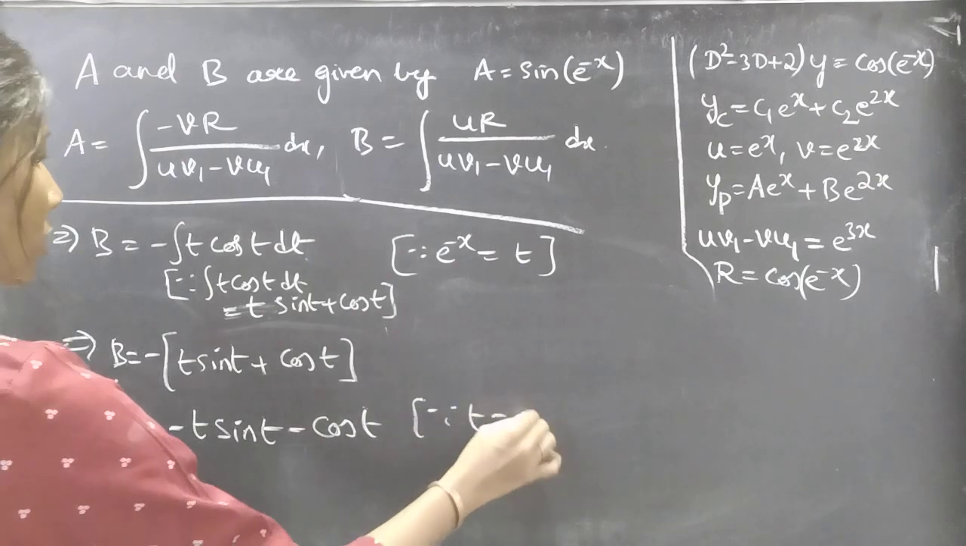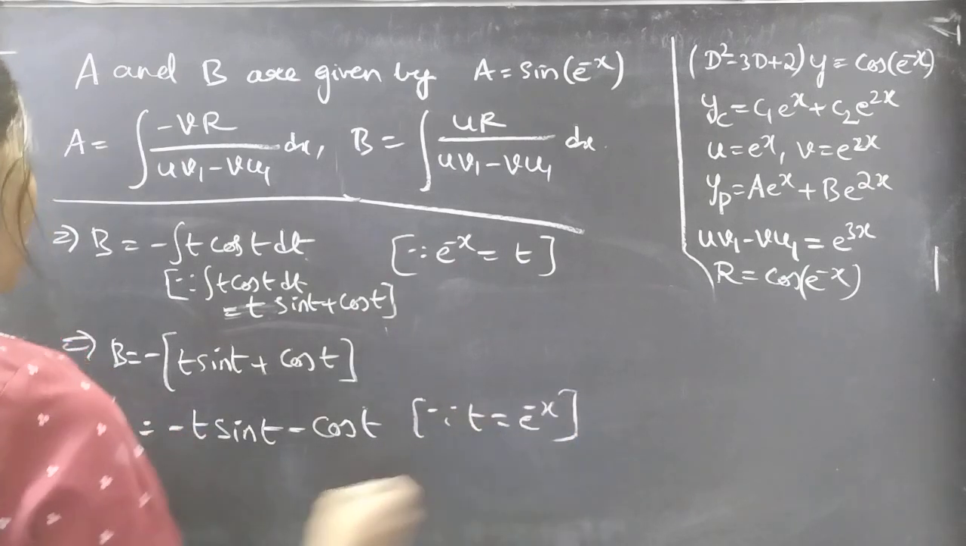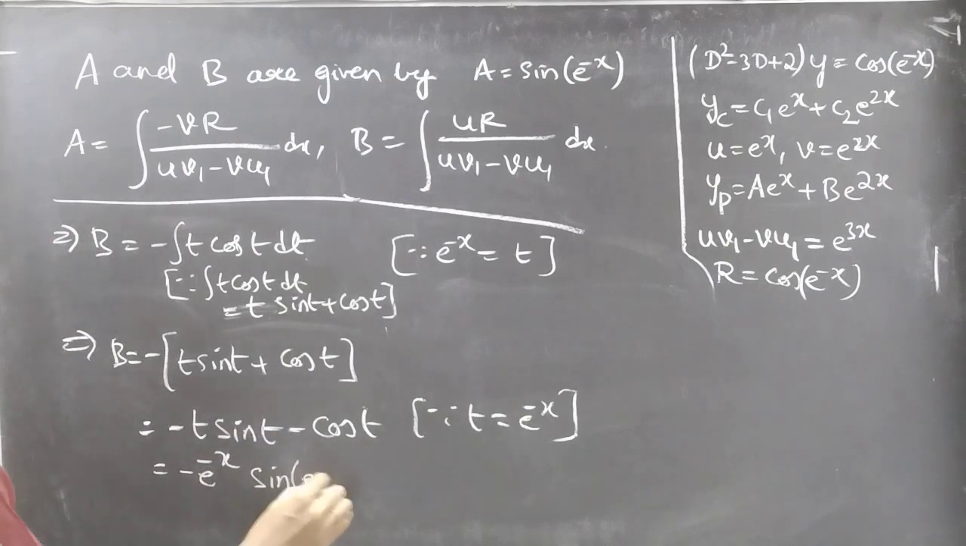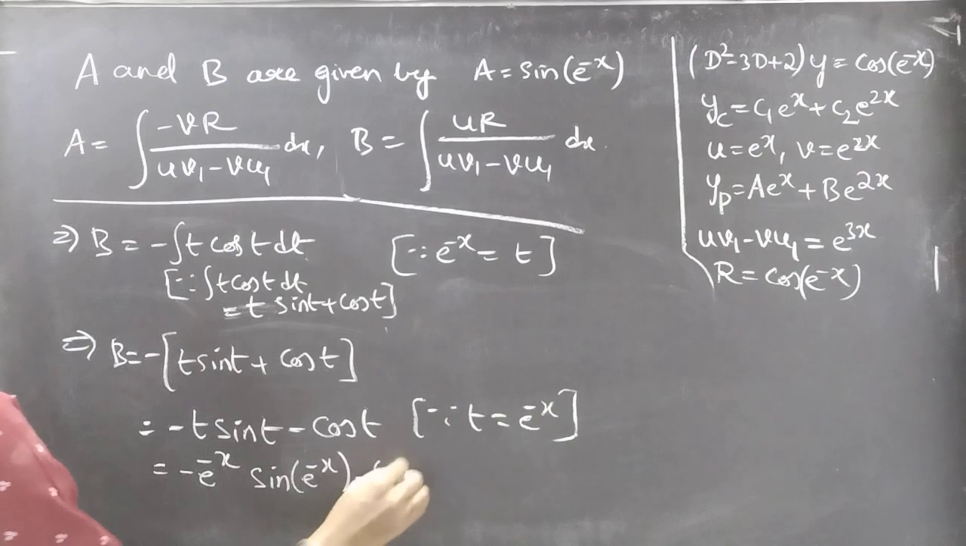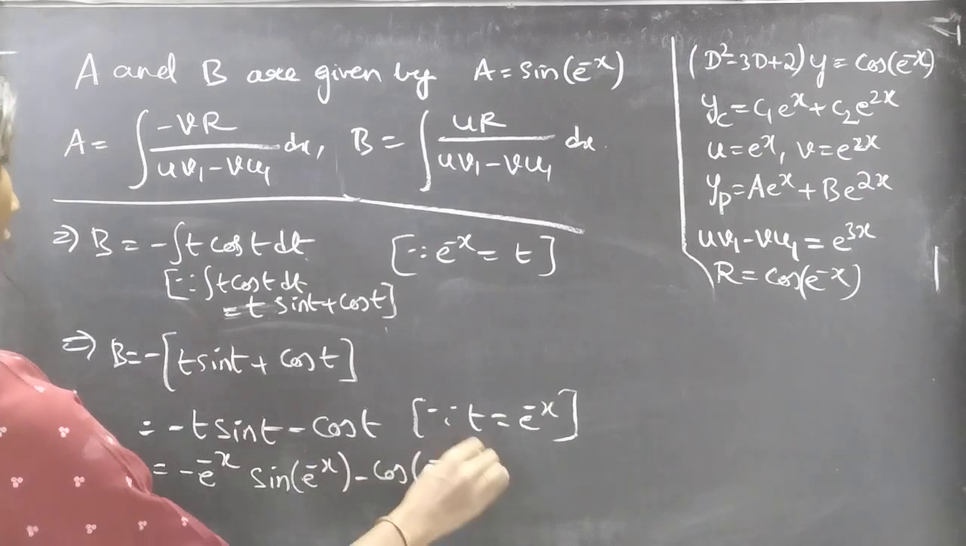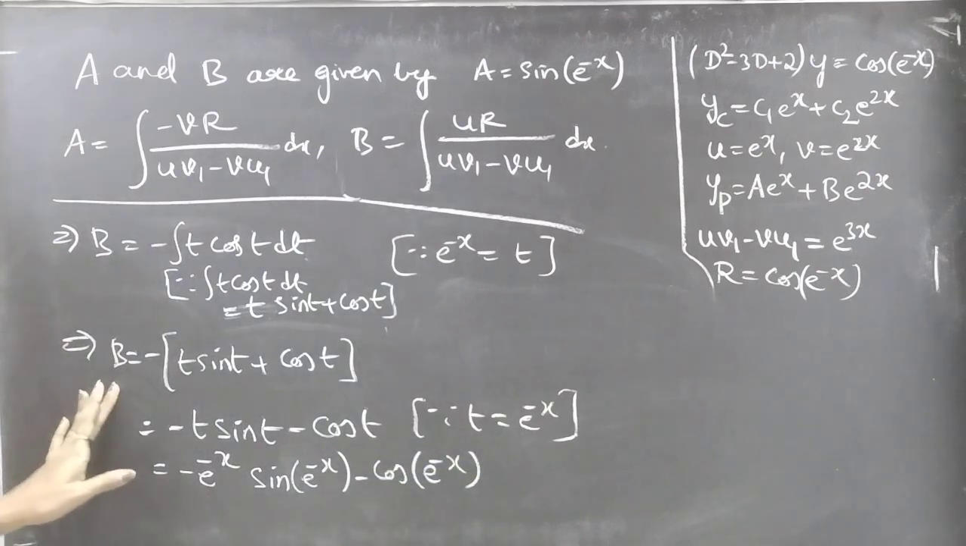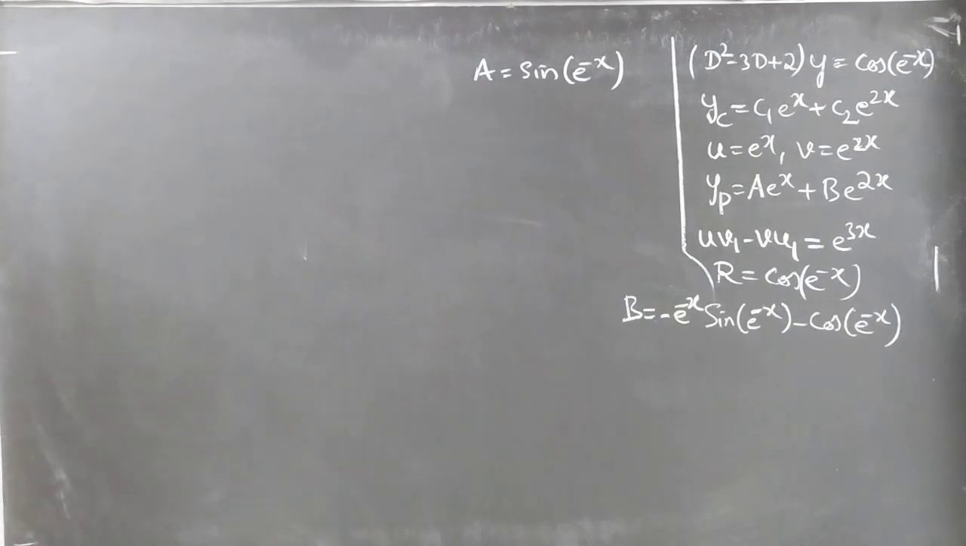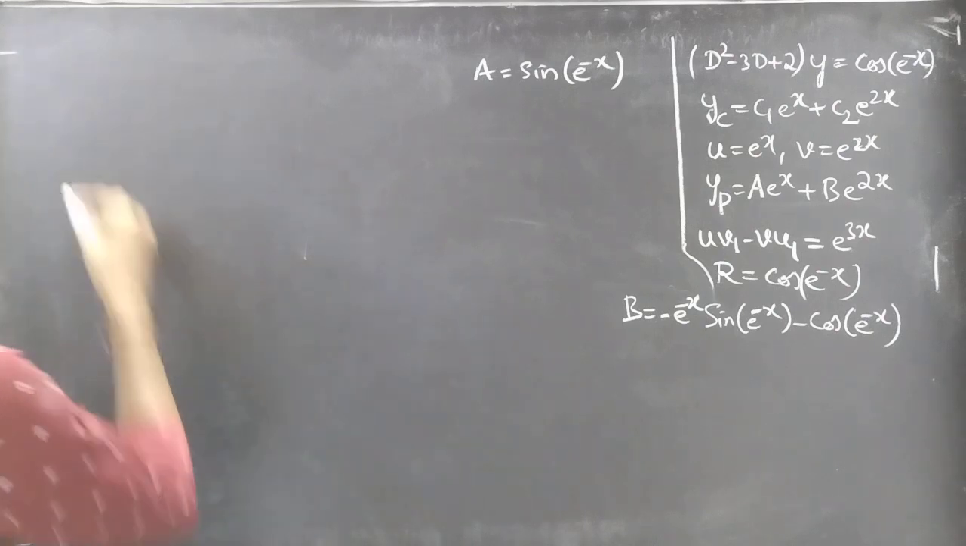Since we know that t equals e power minus x, let's replace t with e power minus x. We'll get minus e power minus x sine of e power minus x minus cos of e power minus x. This is our required b. We got a and b. Let's now write yp.